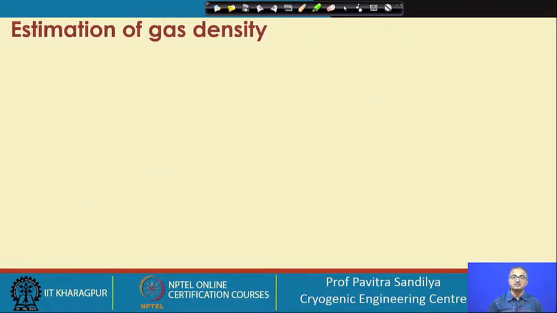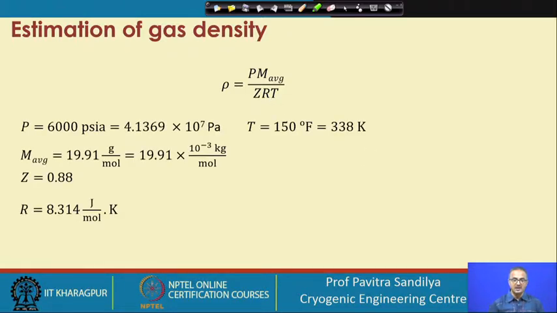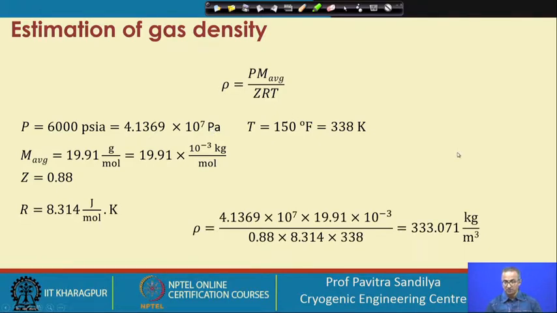Next we go to the estimation of the gas density. For this we use the equation of state, and in this case we are using the compressibility factor Z for the real gas, and we have this value as 0.88. The deviation of the Z value from unity tells us that the gas cannot be considered to be ideal. So we are using the non-ideal equation of state by incorporating the Z value, and we put in the rest of the values, and we find that the density is about 333.071 kg per meter cube.